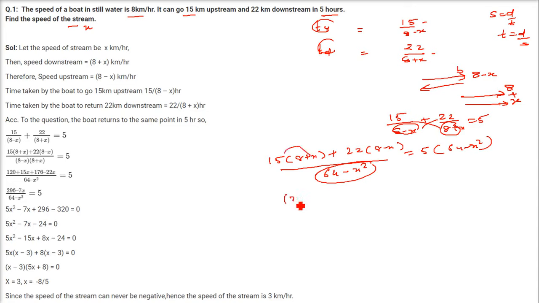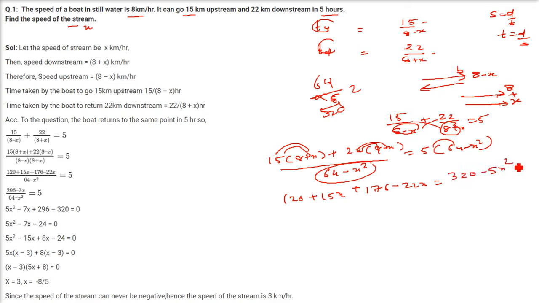So this will be 15 into 8, that is 120, plus 15x, plus this will be 22 into 8, that is 176, minus 22x. And this will be 5 into 64, and 5 into 64 is 320, minus 5x square. So let us bring both here. So it will be 5x square. We have taken this, and this is 15x minus 22x, that will be minus 7x.